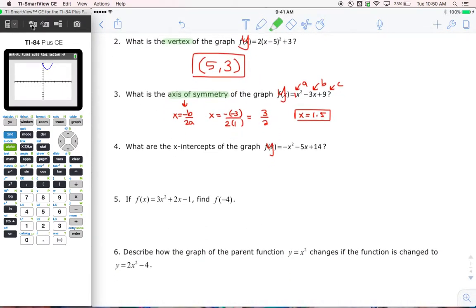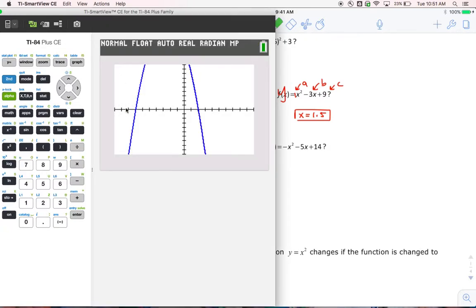We are asked what are the x-intercepts of the graph. So again, let's get a graph. Get your calculator out, put in this new equation. I know it's a bunch of typing in your calculator, but that's fine. The whole test was called graphing quadratics, so be prepared for lots of graphing. All right, I got my -x squared minus 5x plus 14. Let's take a look. Remember, I'm looking for my x-intercepts. I got one right here, and I got one right over here.